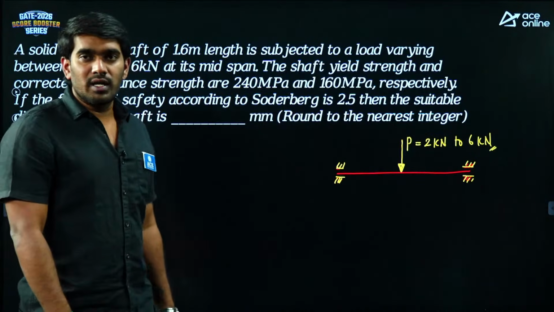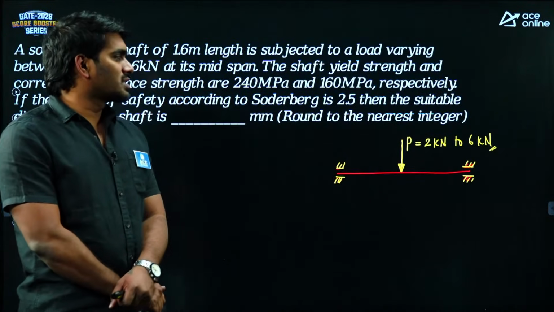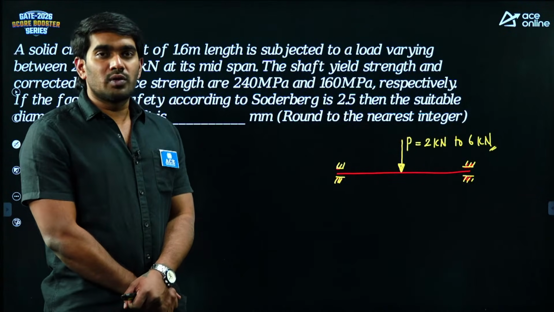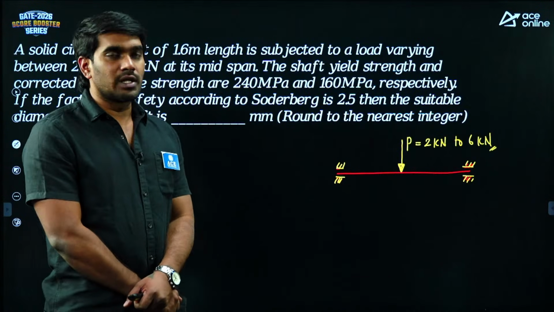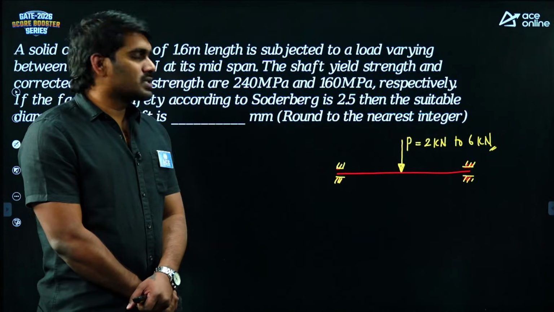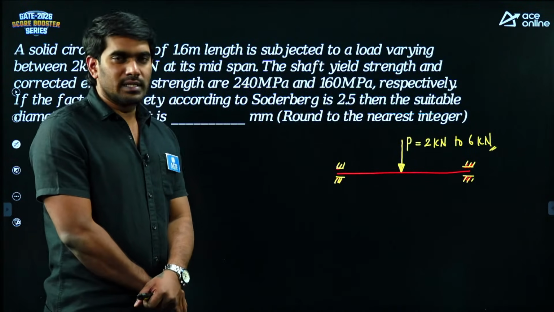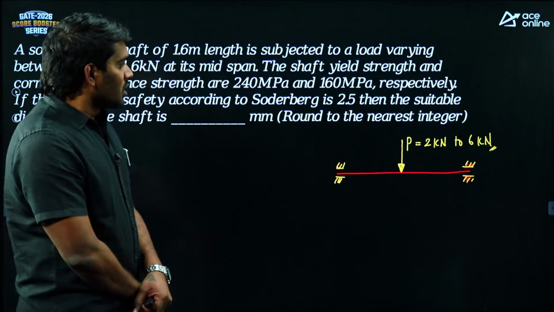As it is varying, we know that it is generally considered as a simply supported beam subjected to a point load at its center. Now this point load is changing from 2 kilonewton to 6 kilonewton. Now we need to design this based on Soderberg theory. Let's see how to solve this question.